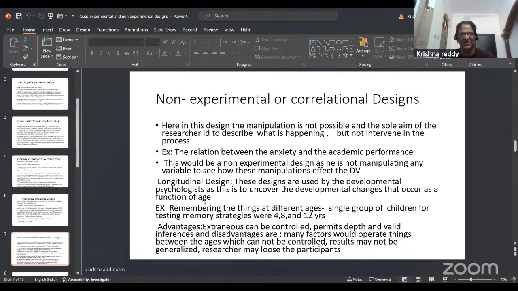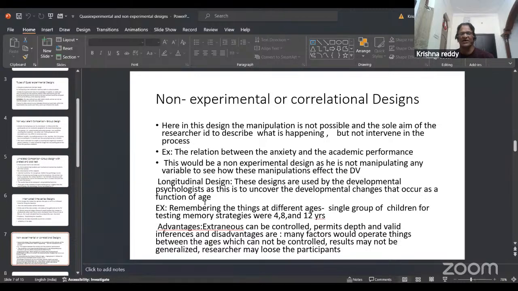You are not going to change anything here, my dear friends. You cannot manipulate. You just observe and describe what is happening. When the age is going up, what are the changes occurring in individuals with regard to physical development, mental development, emotional development, and language development also. If you study these developmental stages based on age, that kind of study is known as longitudinal design.